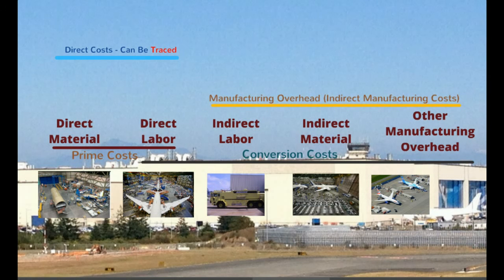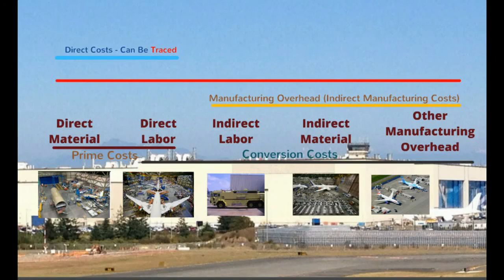Now, taken all together, these three costs, indirect labor, indirect material, and other manufacturing overhead, are called manufacturing overhead, MOH. Manufacturing overhead or indirect manufacturing costs. Indirect manufacturing costs cannot be traced to individual products. Indirect manufacturing costs instead have to be allocated to products, and we're going to talk about cost allocation of indirect manufacturing costs when we get to Chapter 3. But for now, the distinction that we have to make is the distinction between direct costs, which can be traced to individual aircraft, and manufacturing overhead, indirect manufacturing costs, which cannot be traced to individual aircraft.